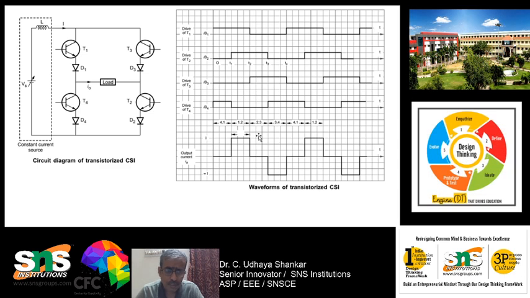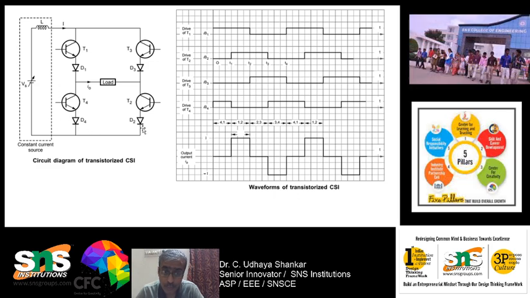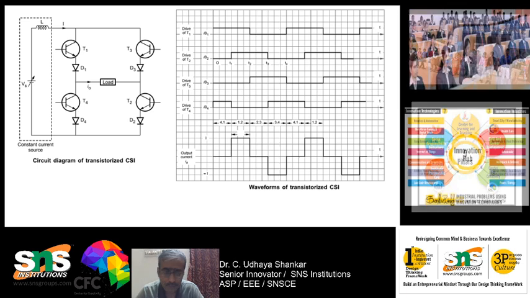So next is from T1 to T2. You can see from T1 to T2 what happens. So T2 and T3 are in conduction. Okay, so the supply current will be flowing from T3, D3, T2, D2.